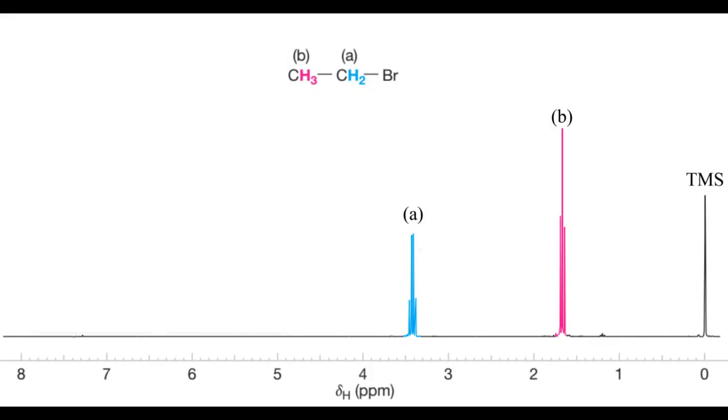The number of peaks represents the number of the different chemical environments of protons in the molecule. In this HNMR pattern, there are two distinct signals. Therefore, there are two different types of protons in bromoethane.